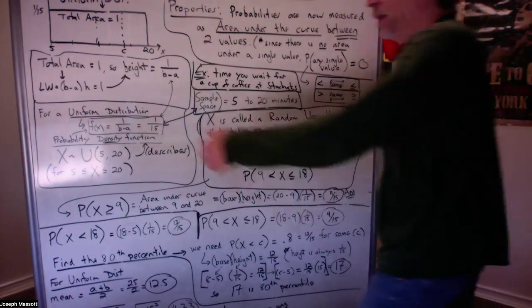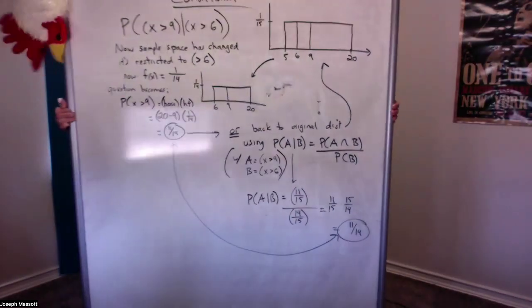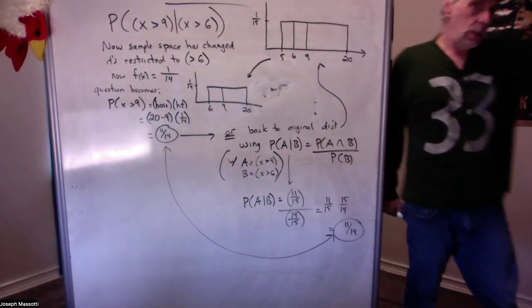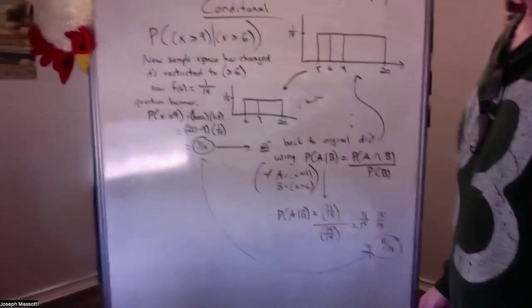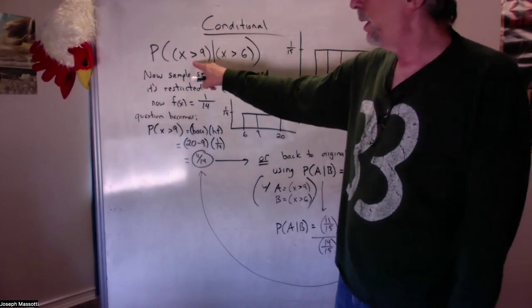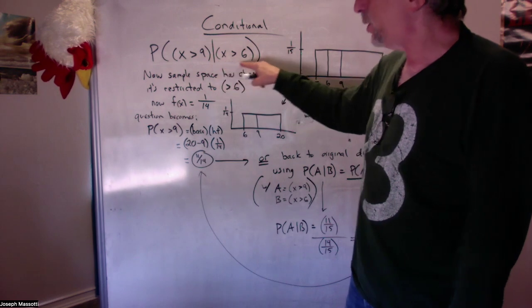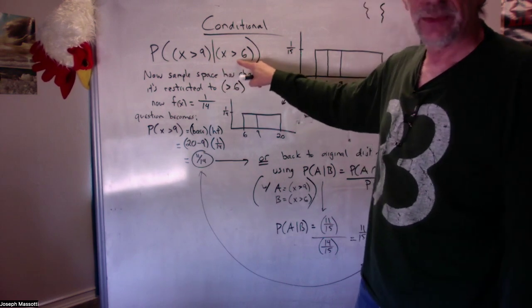And one more thing here. You might see a conditional question such as this, dealing with these distributions. Let's say you're asked this question: what's the probability that your waiting time is greater than 9 minutes, given that your waiting time is already greater than 6 minutes?